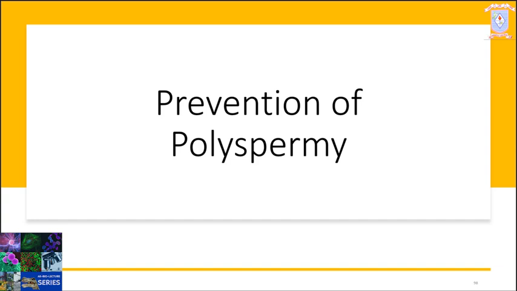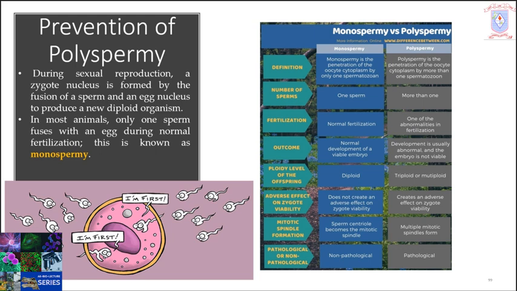At the end of this class, you will understand how the egg is protected from multiple sperm entry, that is, how the process of prevention of polyspermy occurs. So let's start. During sexual reproduction, a zygote nucleus is formed by the fusion of sperm and egg nucleus to produce a new diploid organism. In most animals, only one sperm fuses with the egg during normal fertilization, and this is known as monospermy. So here you can see the difference between monospermy and polyspermy.